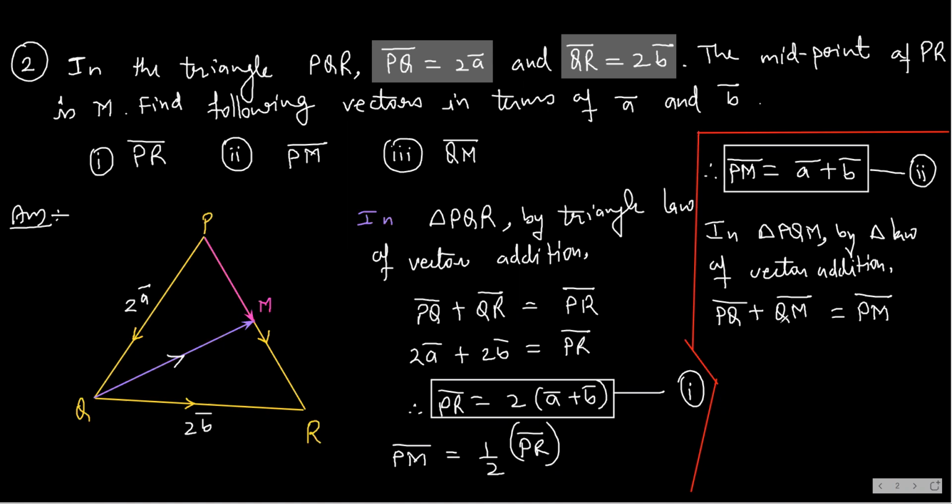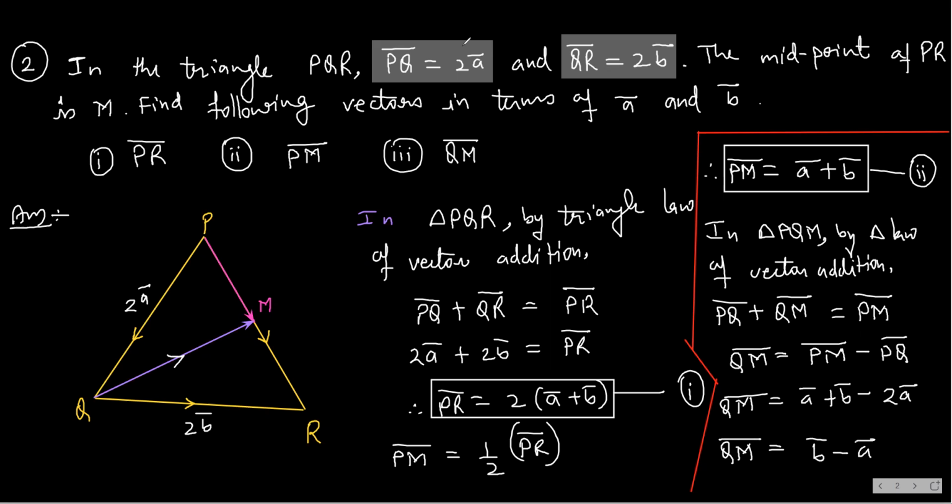So what will be QM bar? Therefore, QM bar is PM bar minus PQ bar. So you got QM bar as PM bar, that is A bar plus B bar, minus PQ bar. PQ bar is 2A bar. Got that? So therefore you have QM bar as B bar minus A bar. We got the third one as well. I hope you all followed this.